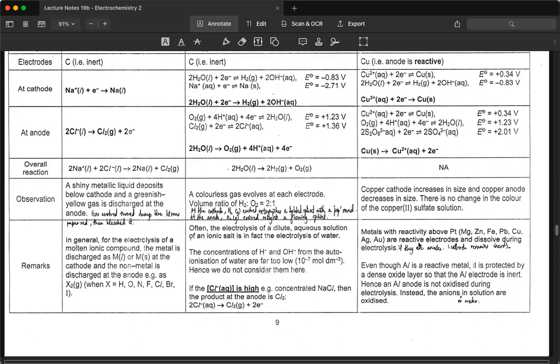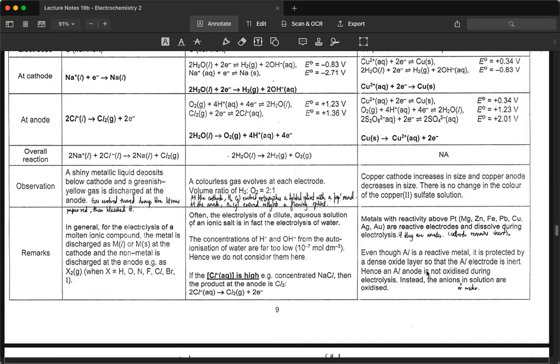The problem with aluminium is that although it is a reactive metal in group 13, high up in the reactivity series, because of the oxide layer formed, the aluminium electrode is actually inert because the oxide layer prevents any reaction from occurring. So in reality, the aluminium anode will not be oxidized because of the oxide layer. So the anions will be oxidized instead.